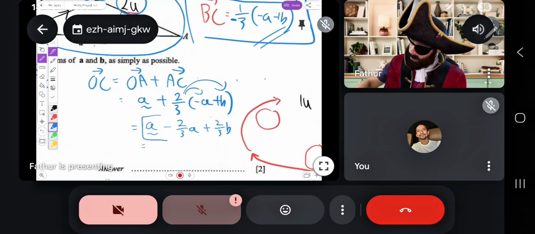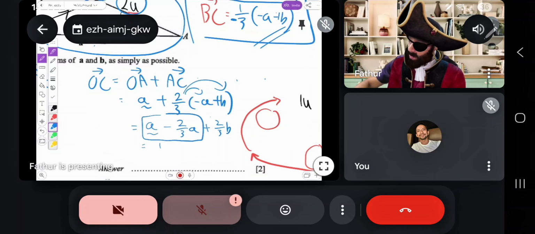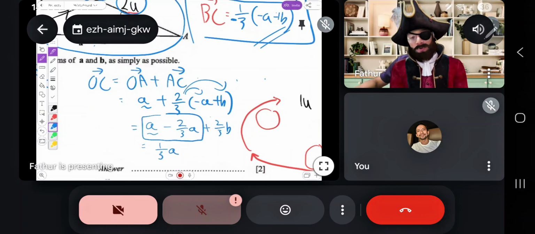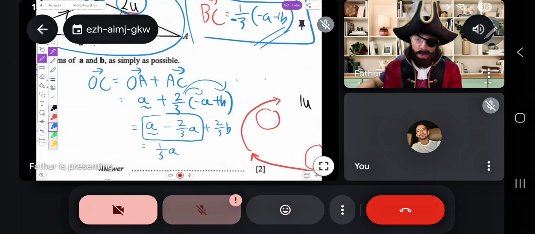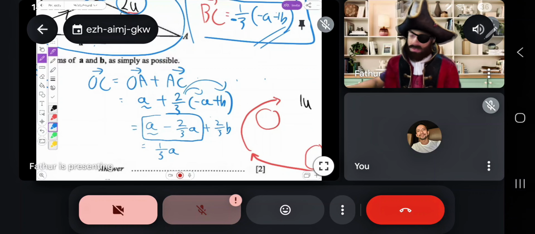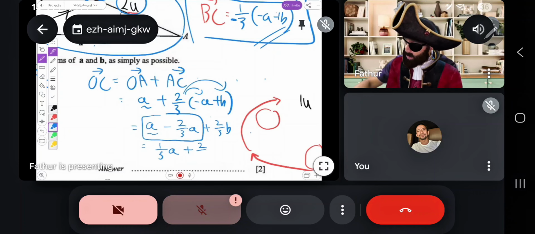So now A minus 2/3 A, you get 1/3 A, because A is just one whole. One whole minus 2/3, you get 1/3. Why am I even explaining this? Okay, never mind, for the benefit of the doubt, because I'm a pirate. Plus 2/3 B.